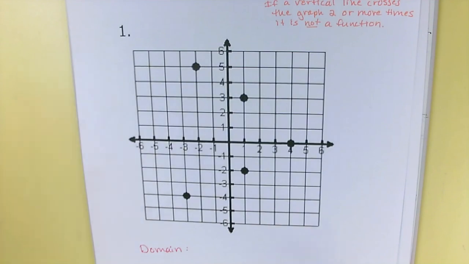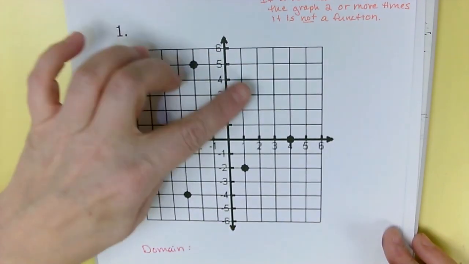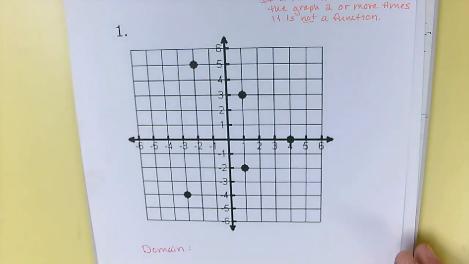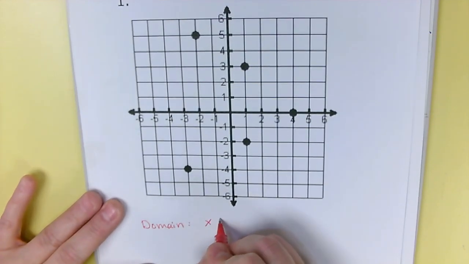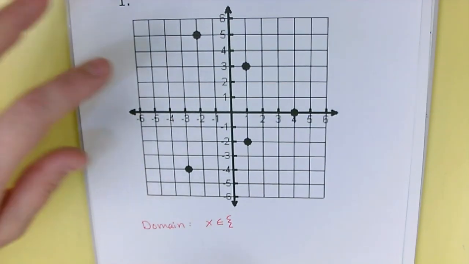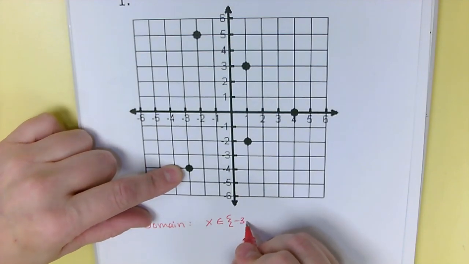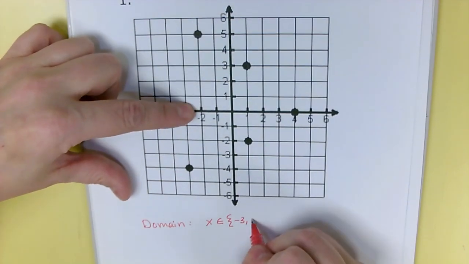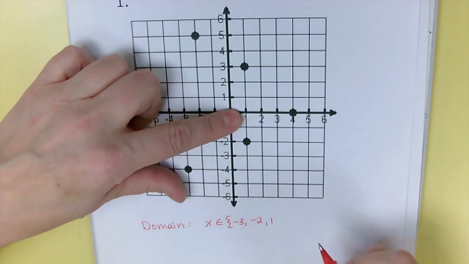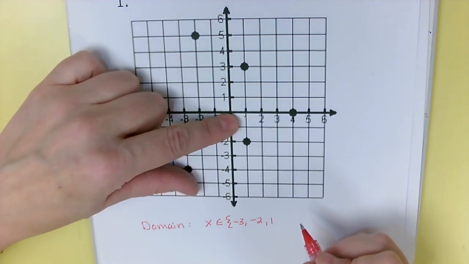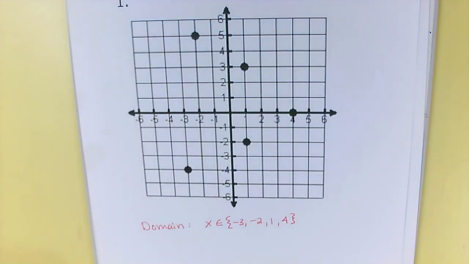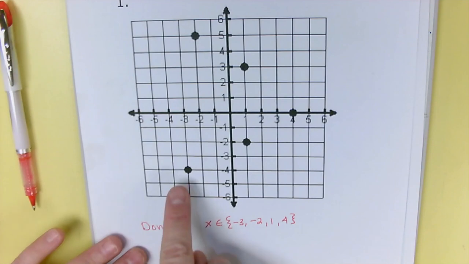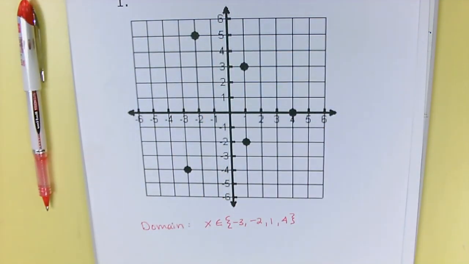All right. So your domain on a graph like this one is there's 5 individual points and no lines in between, which means you have up to 5 x values that are in your domain. So using your roster notation, x is an element of the set containing, and let's see, I've got a -3 for an x, a -2. I have a 1 that happens twice, but I don't list it twice. And then over here on this one, I have a 4. So the domain is really just those 4 numbers, 1 for each of the x values of the points.